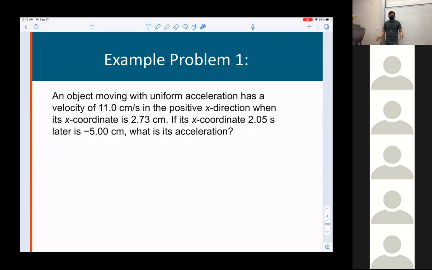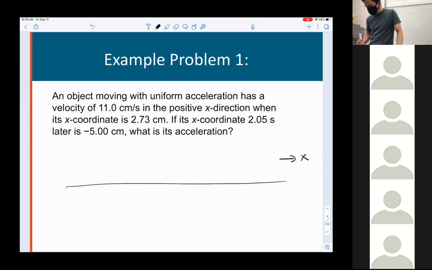So the first thing that you want to do is parse all of these words into something that is understandable, that you can relate to equations and pictures. So let's go ahead and first draw a picture. So this is an object moving along the positive x direction. Let me just go ahead and draw an axis. So let's say that that is your positive x direction. And then it's giving you some coordinates. It's saying that when its x is 2.73 centimeters or something like that. So let's go ahead and define an origin. This would be like your x equaling 0.